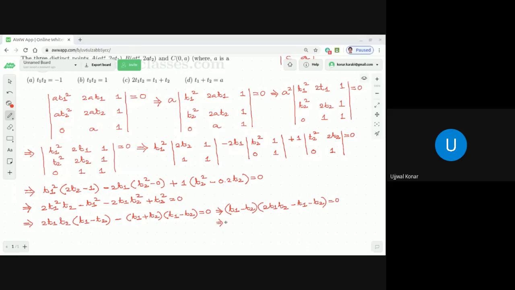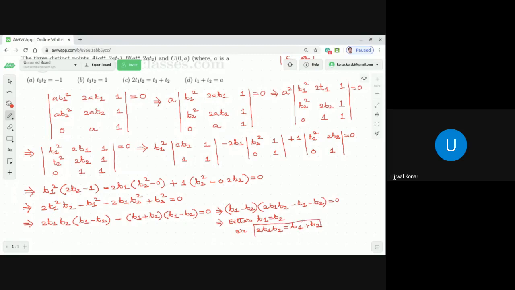This implies either t1 equal to t2, or 2t1 t2 is equal to t1 plus t2. If t1 equal to t2, then the value of the determinant is obviously 0, because there is a property: if any two rows or any two columns of a determinant are equal, then the value of the determinant is 0.